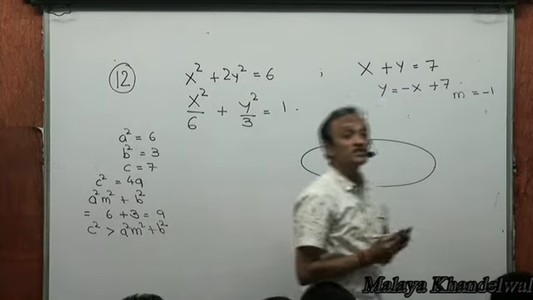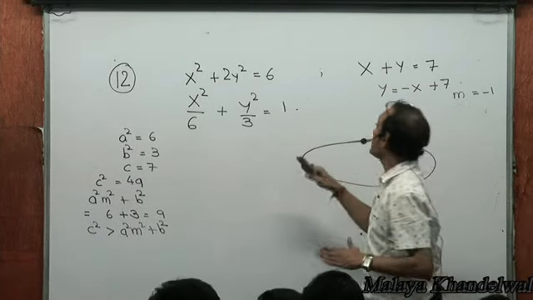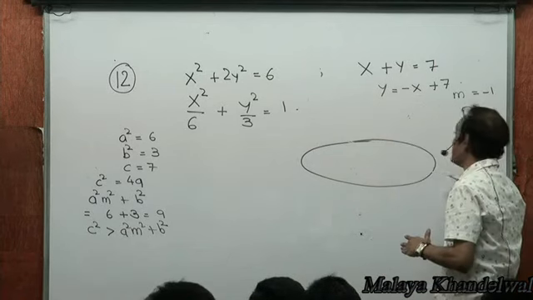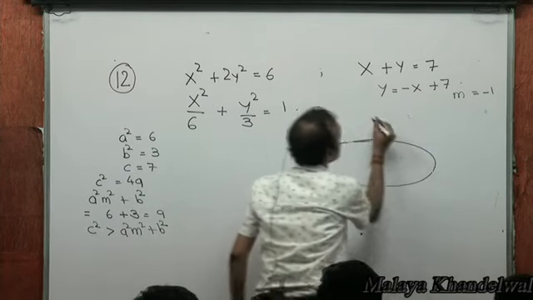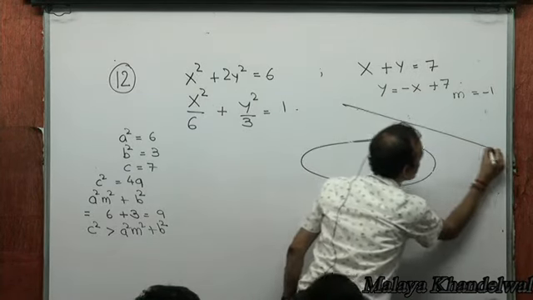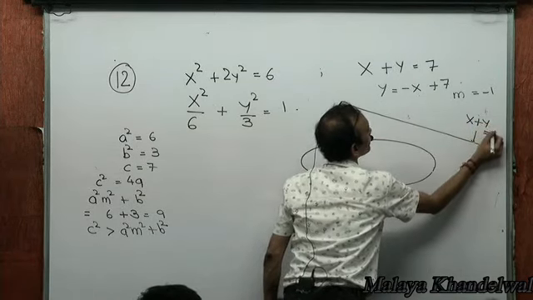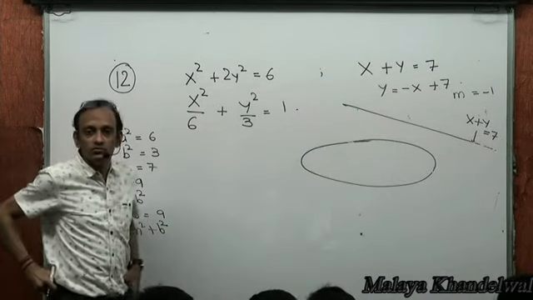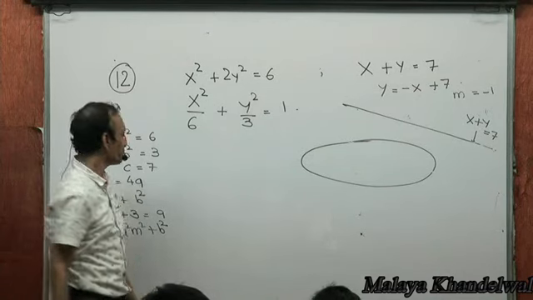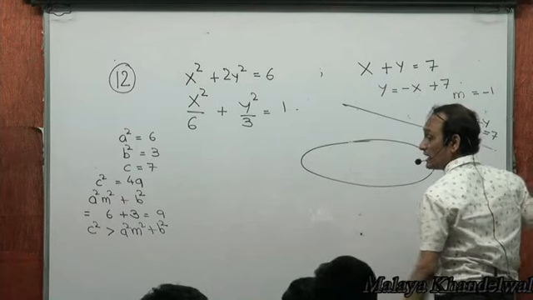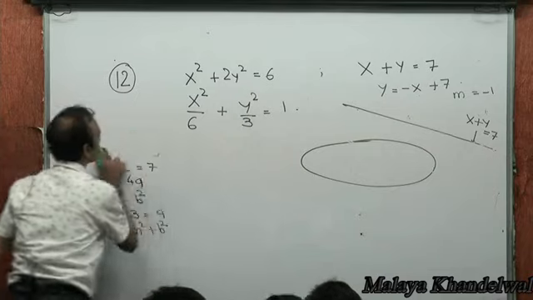That means if c squared were to be equal to a squared m squared plus b squared, this line would have been a tangent. If c squared is less than a squared m squared plus b squared, the line would intersect the curve at two distinct points. But if c squared is greater than a squared m squared plus b squared, this line must be like this, not intersecting the curve at real points. This must be the line. x plus y equal to 7 must be the line, not intersecting the curve at real points, because c squared is greater than a squared m squared plus b squared.